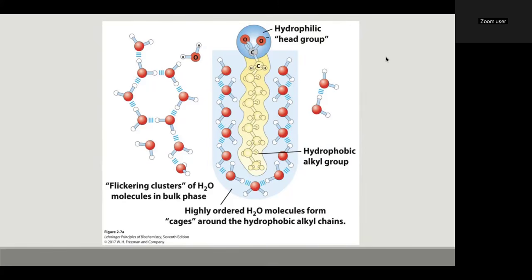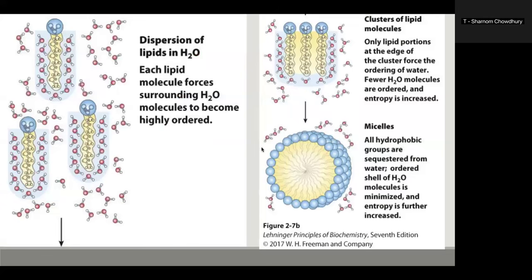Water can't interact with something that's non-polar. So as a result of that, it still wants to maintain the hydrogen bonds it's creating, so it forms cages around the alkyl group. And as you see here, this is how it works in increasingly ordered molecules. Each lipid molecule forces surrounding water molecules to become highly ordered.